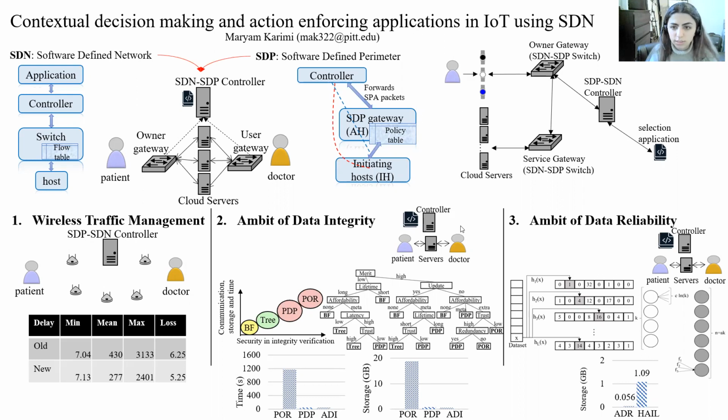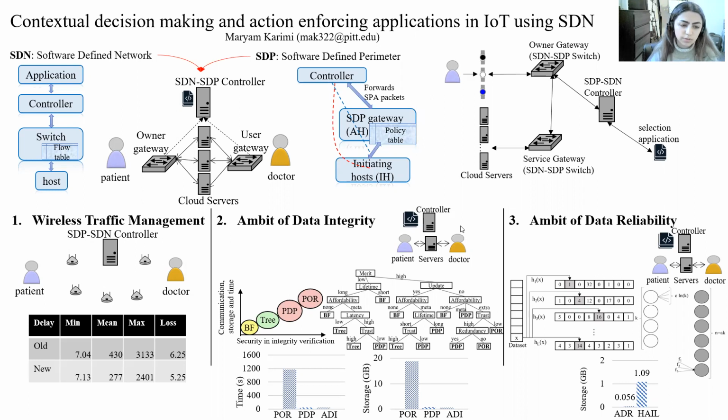We use this architecture in a framework in which the user is sending the data to the SCP SDN gateway. It will forward it to the controller. It will add some context information to the request and forward it to the application. The application decides what to do with this packet or request and forwards back the reply to the owner gateway. The owner gateway then decides how to store this data.